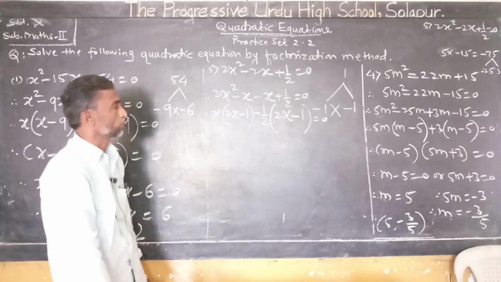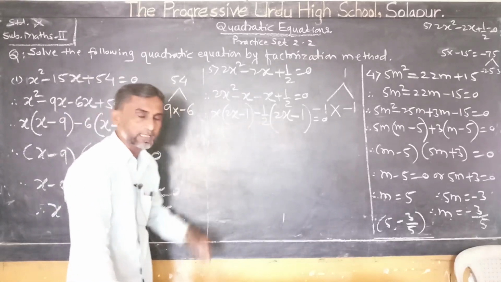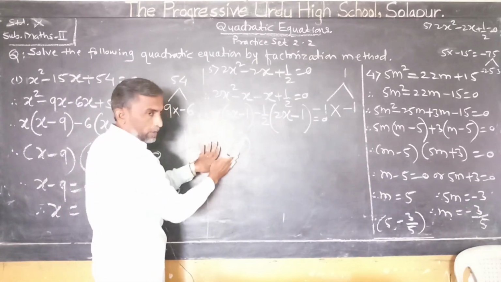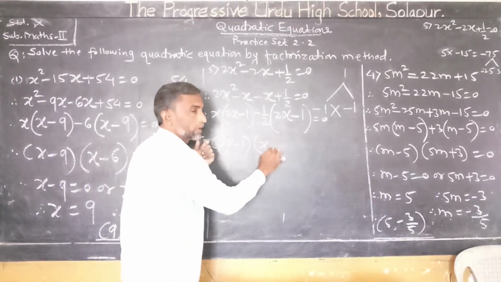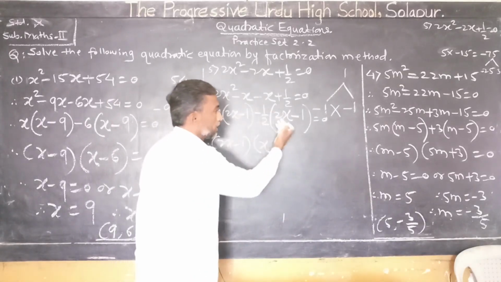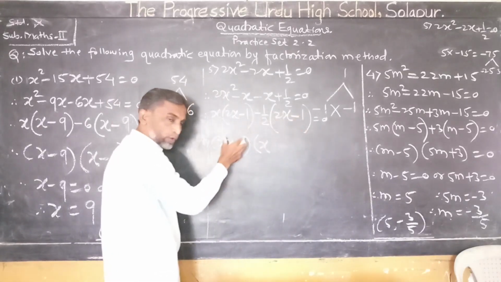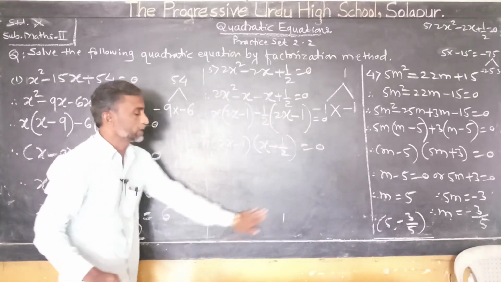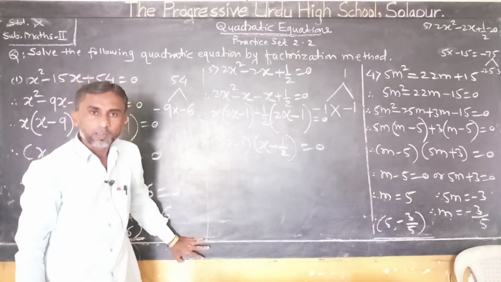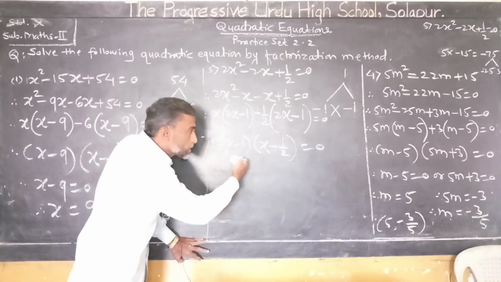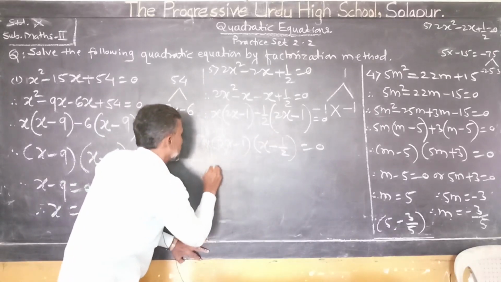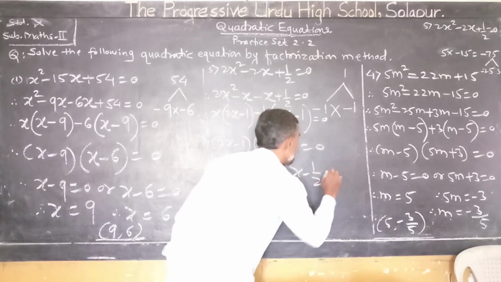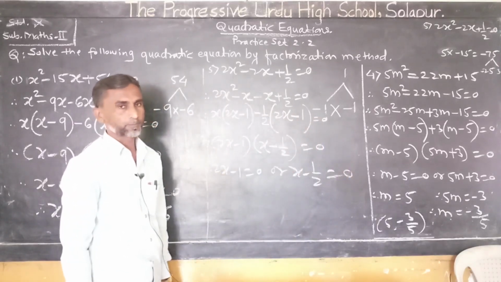Now, take again this bracket as common. 2x minus 1 we have taken common. What will remain here? x will remain. Take it to next bracket. What will remain here? 2x minus 1 we have taken common. Minus half will remain, is equal to 0. In this way, linear factors are formed. Now, equate each linear factor to 0. Therefore, 2x minus 1 equal to 0 or x minus half is equal to 0.